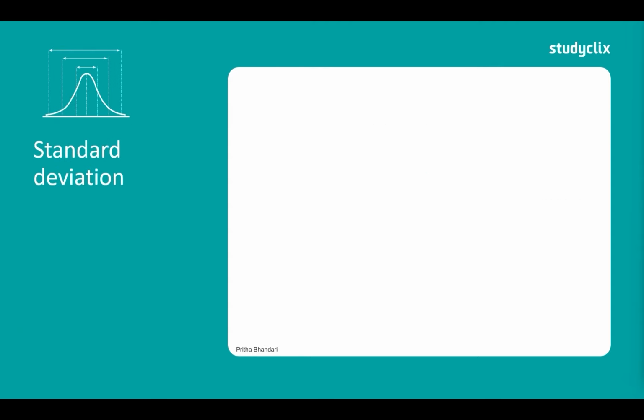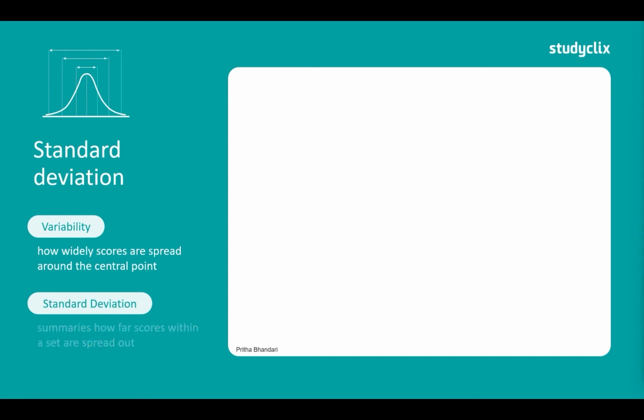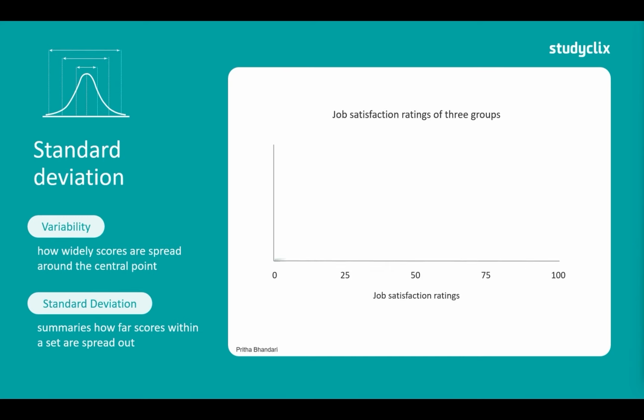Moving on to our standard deviation. It's a measure of variability, so how widely scores are spread around a central point. And standard deviation refers to how far scores are spread within a specific set. So I'm going to show you this graph. This graph shows us job satisfaction ratings of 3 groups.